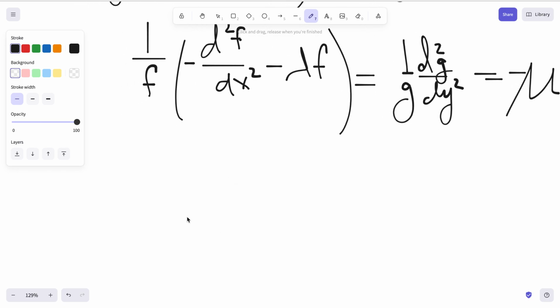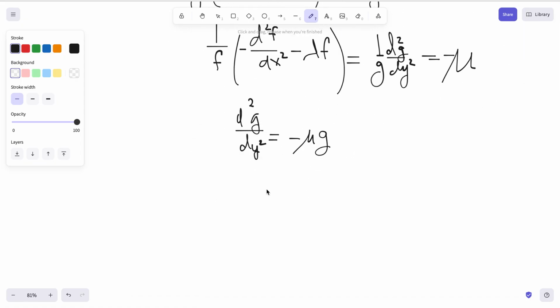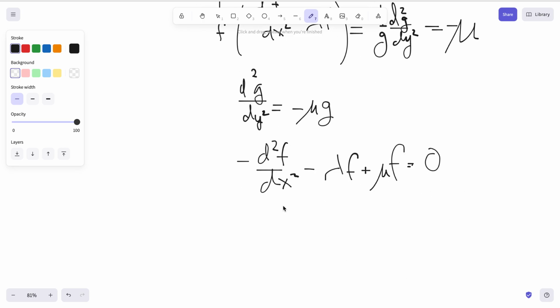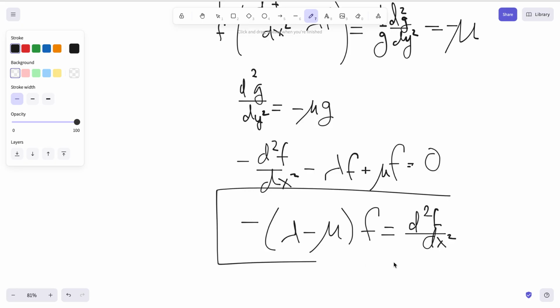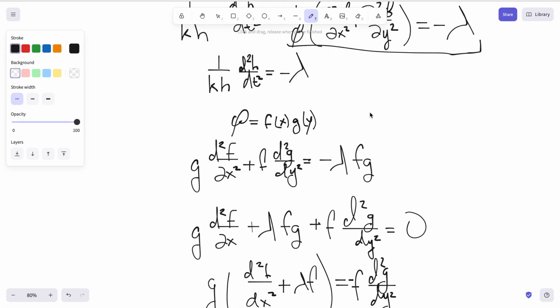Now we have our other two differential equations, which are d squared g over dy squared equals minus mu g, and minus d squared f over dx squared minus lambda f, now plus mu f, equals 0. Move the d squared f over dx squared to the other side and pull out the f, leaving us with minus lambda minus mu times f equals d squared f over dx squared. And so now we have a system of 3 ordinary differential equations, 1, 2, and 3, all in very similar forms. Let me rewrite this last one real quick.